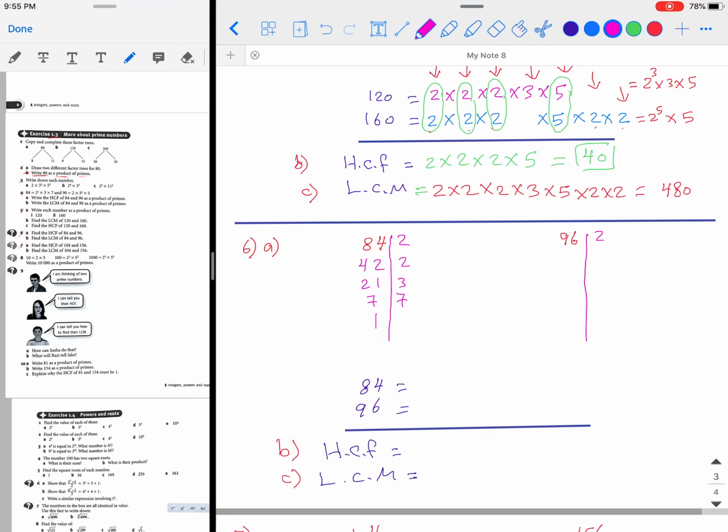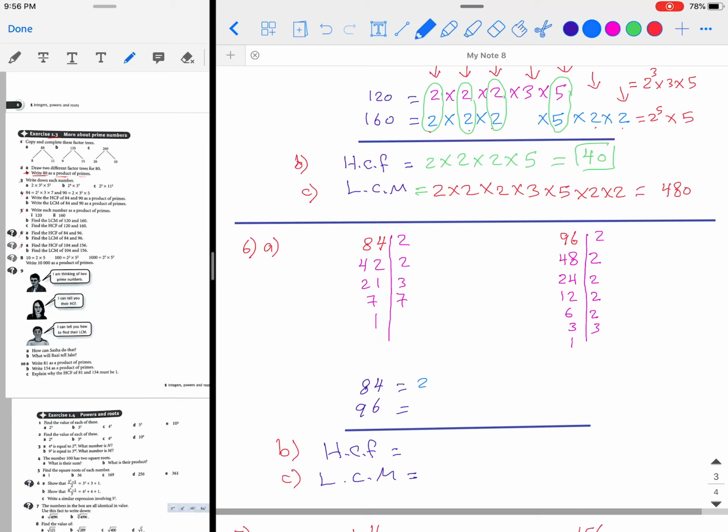96, you will divide by 2. 96 divided by 2, you will get 90. Half of 90 is 45. And half of 6 is 3. So 45 and 3 means 48. Okay, so after that, divided by 2 again, you will get 24. Divided by 2, you will get 12. 2, 6. 2, 3, 3, it's 1. So let's write them.